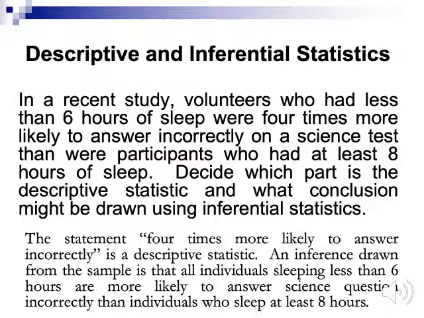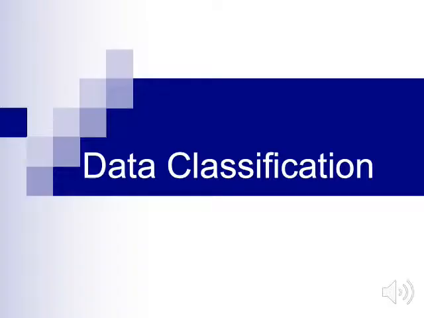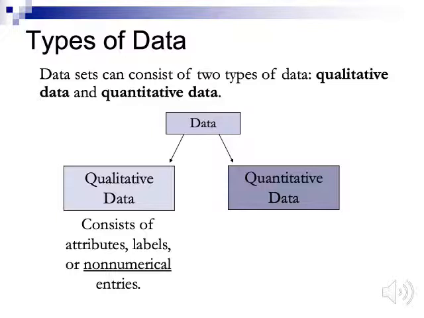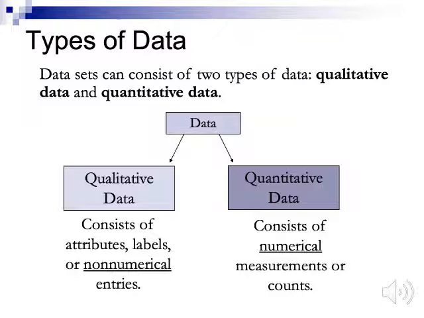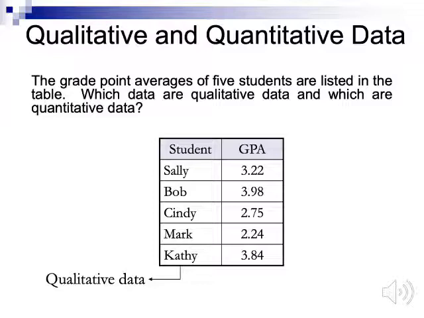So in statistics, we'll be collecting data. So we'll collect different kinds of data. Data are classified as qualitative or quantitative. When we say qualitative, that consists of attributes, labels, or non-numerical entries, like gender, religion, marital status, highest educational attainment. That is qualitative data. While quantitative data consists of measurements or counts, so it is numerical. If we're going to illustrate qualitative and quantitative in this example, the names of the students is the qualitative data and the GPA is the quantitative data.